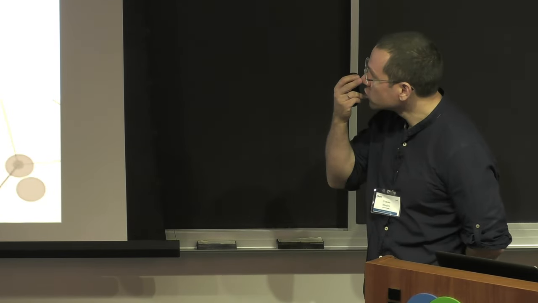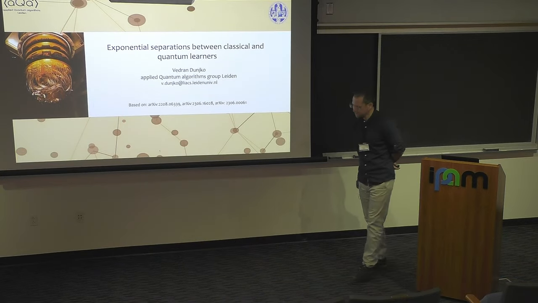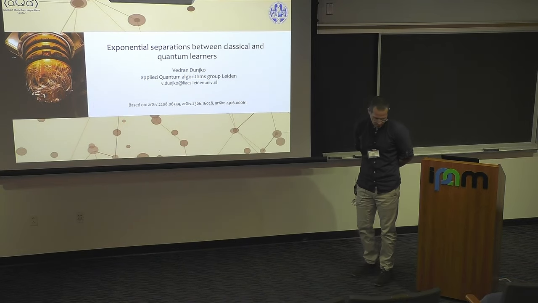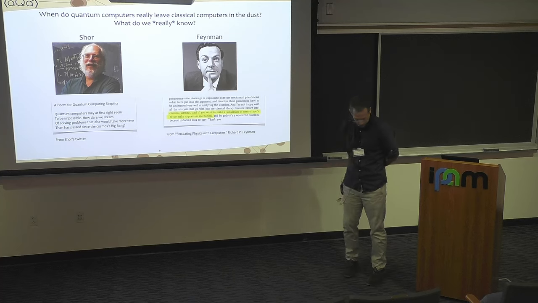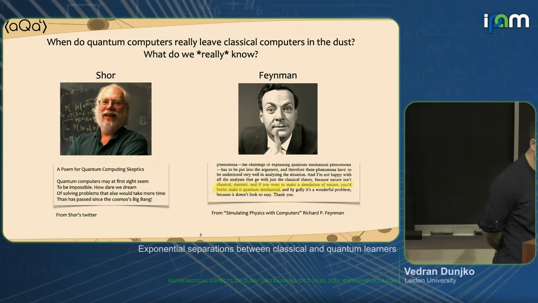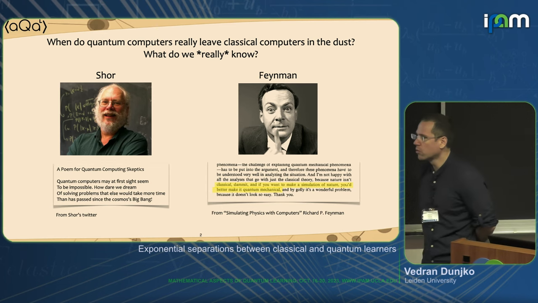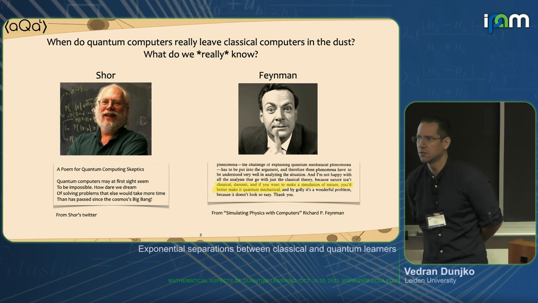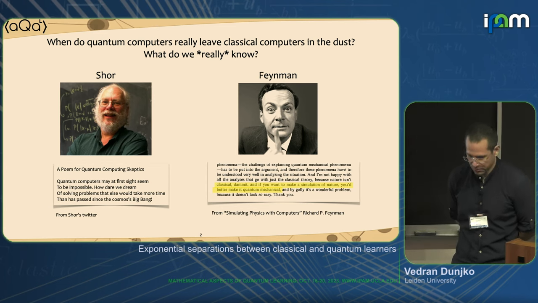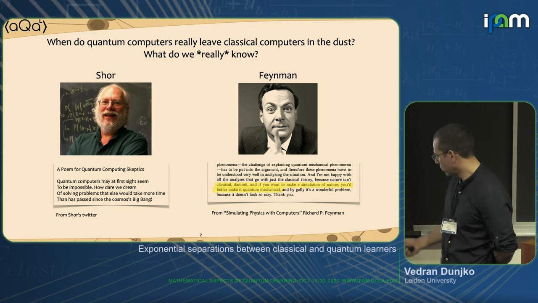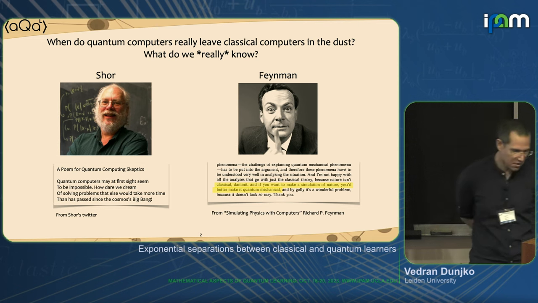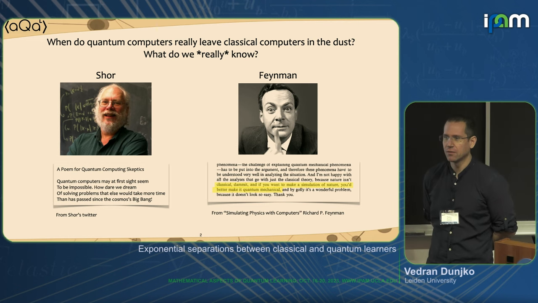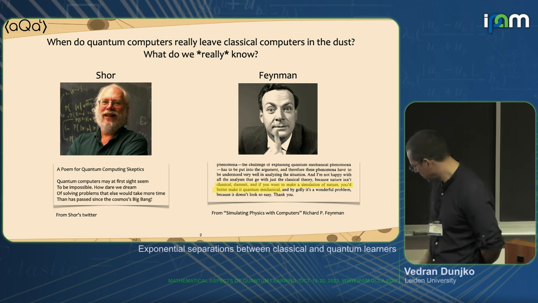So I'm going to talk about exponential separation between classical and quantum learners. And I have a bunch of motivations that I'm going to start off with. So first of all, I don't think it's super controversial to say that we don't really know that quantum computers are really good for many things, right? As much as optimistic as we might be. We know they're good for some number theoretic things, and we know they're good for quantum simulation and derivatives thereof, right? And very few other things.